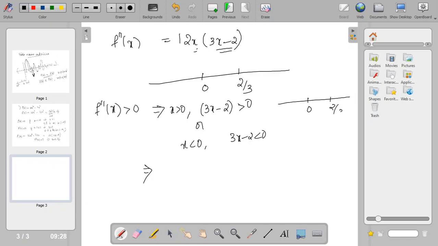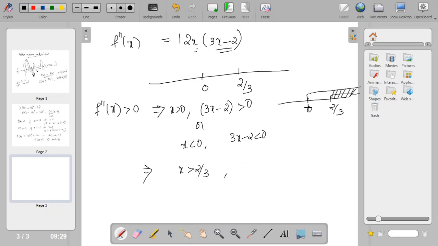0, 2 by 3 എടുക്കുമ്പോൾ x greater than 0, that is 0 to infinity, and x is greater than 2 by 3, that is this interval. So they will simultaneously hold when x is greater than 2 by 3. അപ്പോൾ രണ്ടും സാറ്റിസ്ഫൈ ആണെങ്കിൽ x greater than 2 by 3 ആണ്. അപ്പോൾ ആദ്യത്തെ കണ്ടീഷൻ കിട്ടണമെങ്കിൽ x greater than 2 by 3 ആവണം.